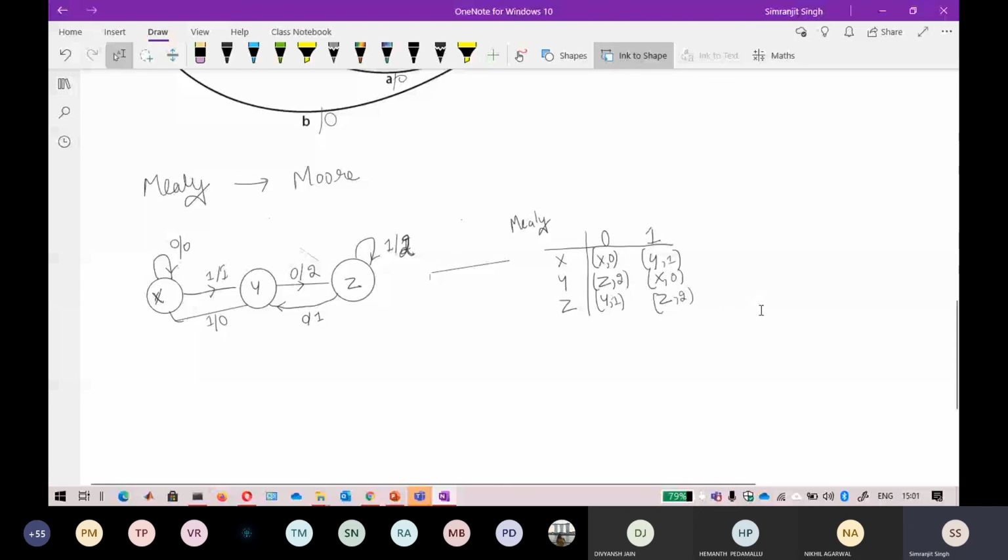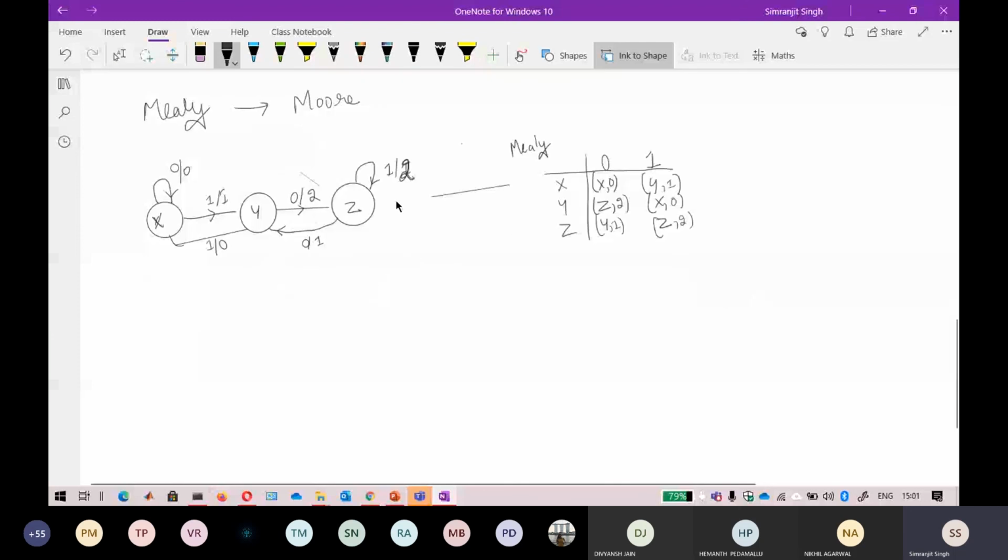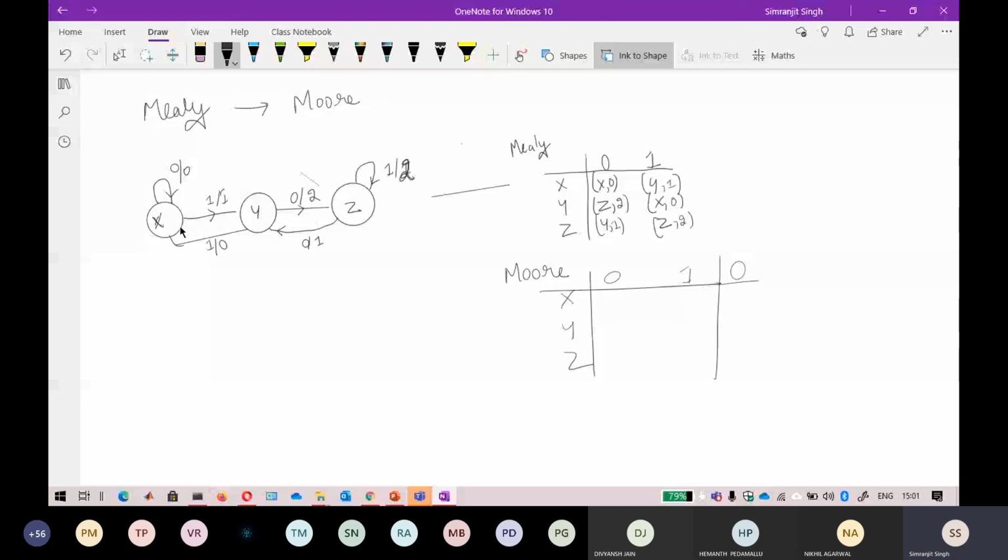Okay, so there is a little bit of opposite thing though attached to the transition diagram and the transition table. So now you can easily convert it into a Moore machine. So just write a Moore machine table. You can do this with X, Y, Z, and columns 0, 1, and there is an extra column here for the output. For X, now you can just directly identify the output from this table.